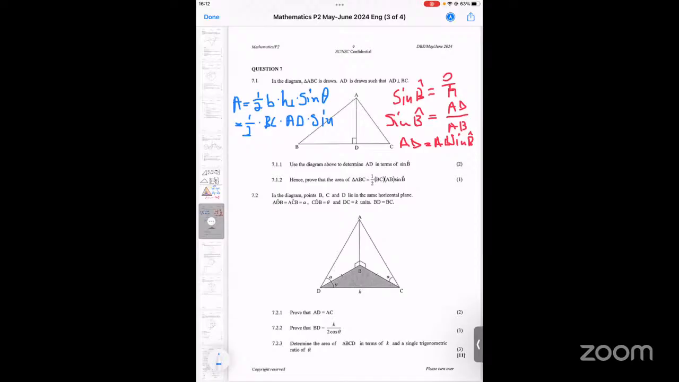I excluded the sine B, but it's fine, we can add it. It's going to be half times BC times AD, but AD is going to be AB sine B. Substituting, and multiplying by sine of angle B. Therefore, the area of triangle ABC is proven. That's how I would approach it, sir.